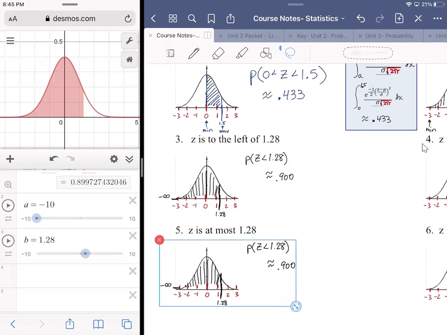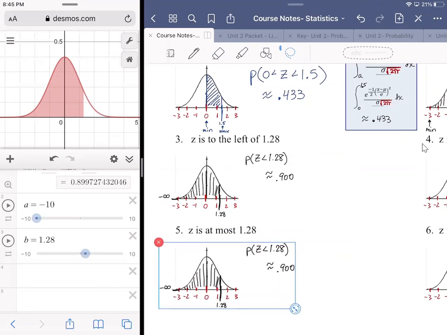Professor? Yeah. For the slider there, you have A set at -10. Can you explain, because on the paper it only goes to like -3. That's just confusing me a little. Can you explain that?